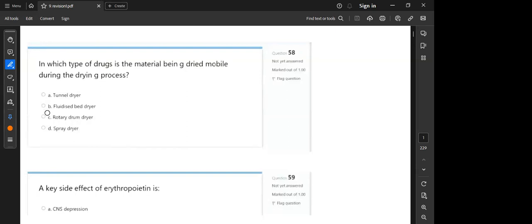Okay, for this one, it is fluidized bed dryer because the advantage of fluidized bed dryer, it says the container can be mobile, making handling and movement around the production area simple, hence reducing labor cost. I don't know if that makes sense. But I think that's talking about the equipment itself.